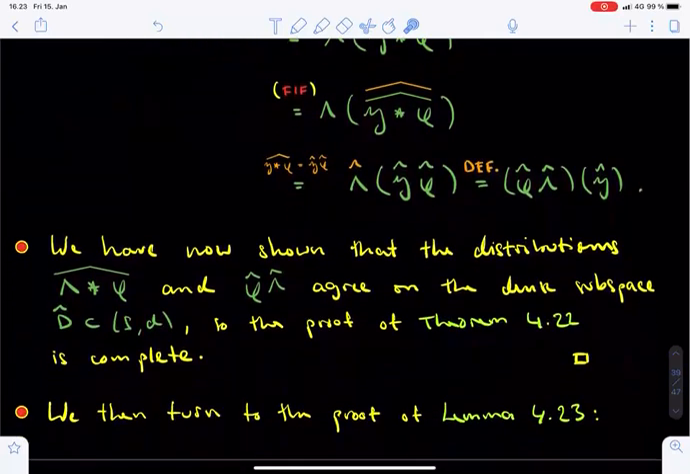In the next lecture, we will focus on establishing the key technical step in the previous proof, namely Lemma 4.23. This completes lecture number 21 of the course Introduction to Fourier Analysis.